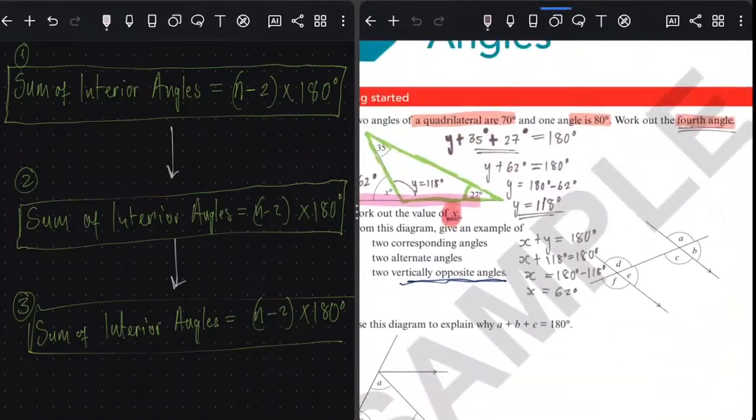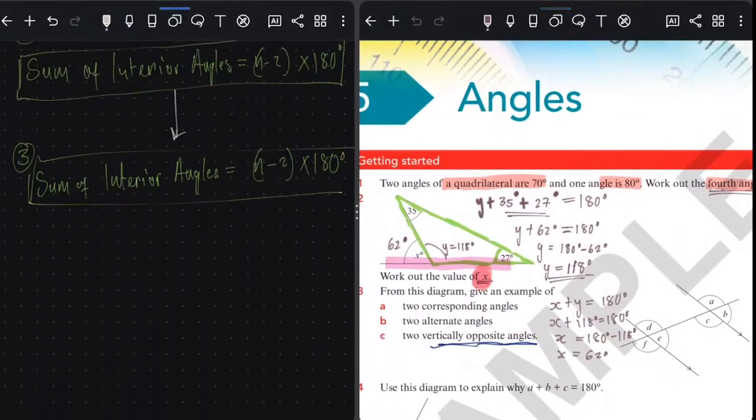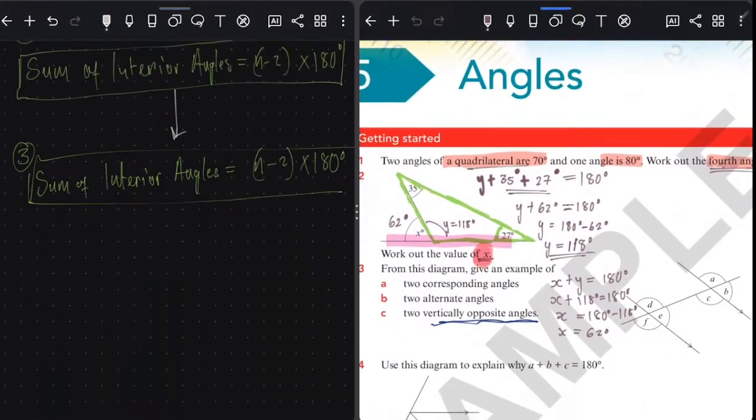So here they asked us a question. They said, a quadrilateral has these two angles. So you are going to write sum of interior angles is n minus 2 by whatever. Now tell me the angles they say the quadrilateral has. 70 and 70 again, then 80. Can't you see they said it has two angles that are 70 and one angle is 80? Can you see that?